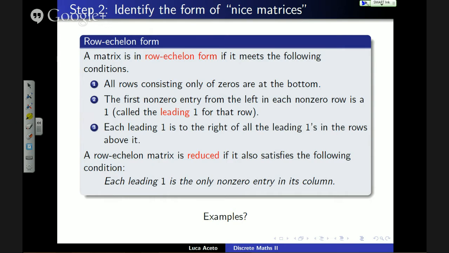Excellent. Step two, we identified a form of nice matrices. Those are the matrices that we want to turn our matrix of coefficients to. And these are the so-called row echelon matrices, and in particular, the reduced ones. We saw it.